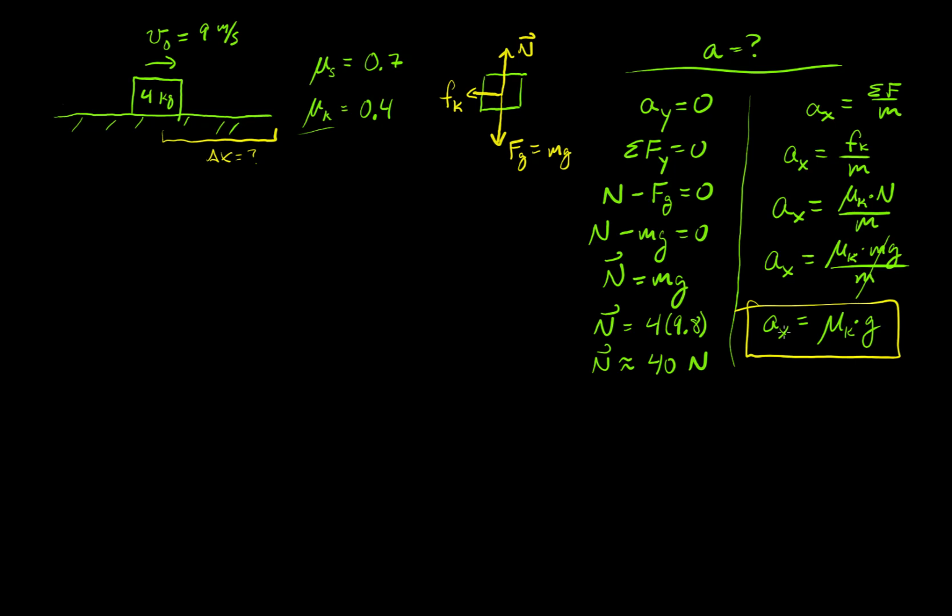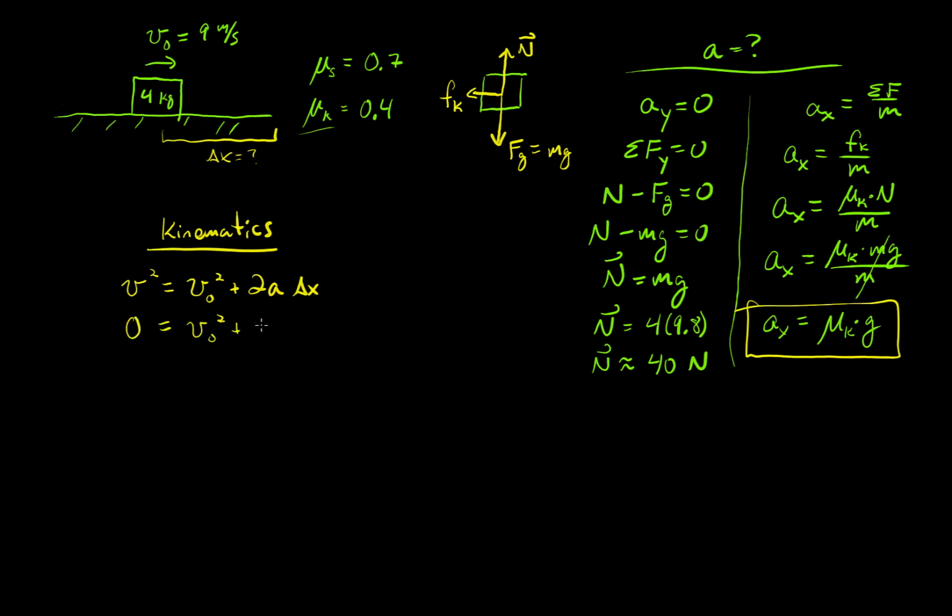So now I can use this with kinematics to figure out how far it goes. So now we're going to go over to kinematics. I don't have the time, but I have an acceleration and I have an initial velocity. So we would use v squared is v naught squared plus 2a delta x. Now if it slides to a stop, then the final velocity is 0.